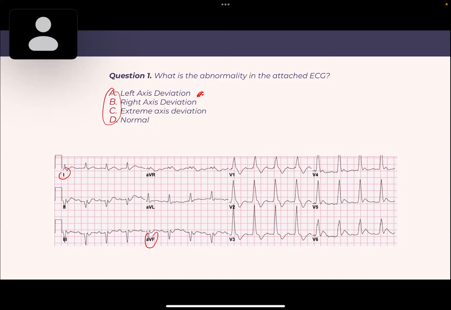So lead 1, the R wave, is it facing upwards or downwards? So R is positive in lead 1 and negative in AVF. Exactly. So what do you think this is? Left axis deviation. Yes, because it's above the line. So the answer would be left axis deviation.